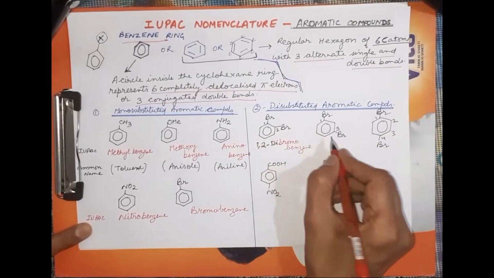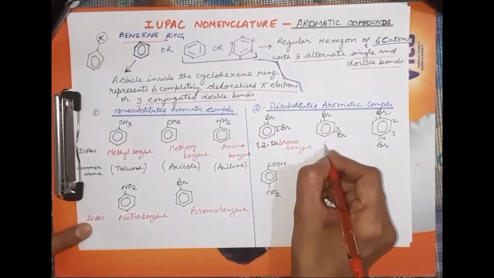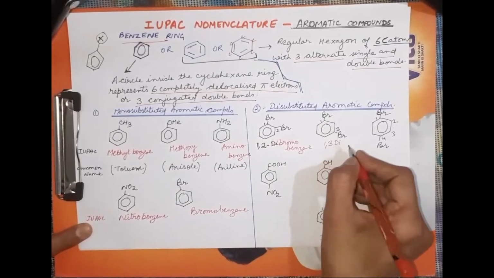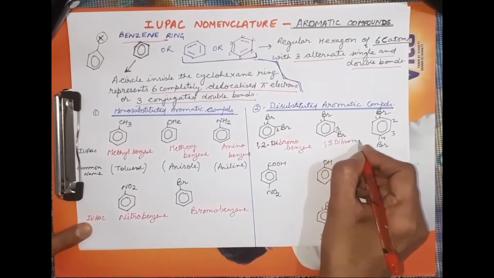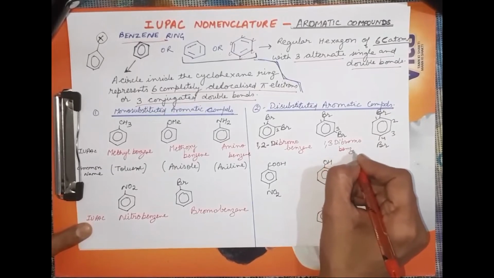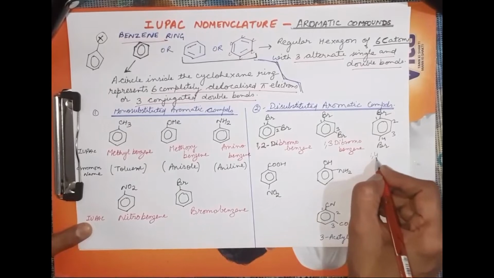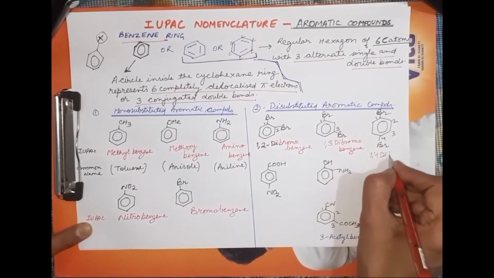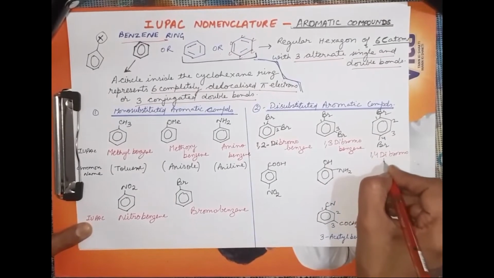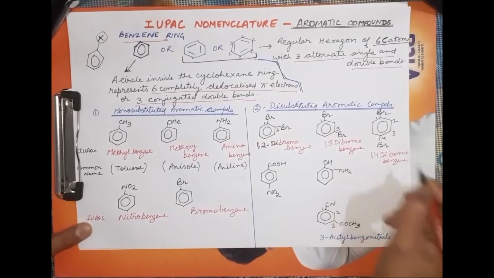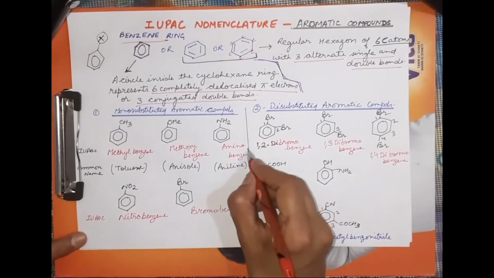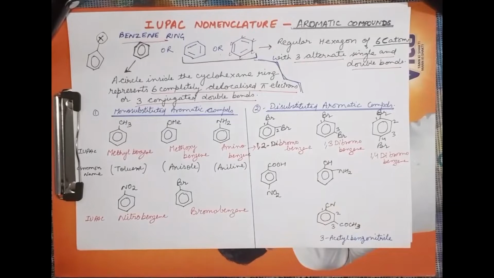In this case it is 1,3-dibromobenzene. In this case, 1, 2, 3, 4, it is 1,4-dibromobenzene. So this is the IUPAC name for all these, and they have common names also.